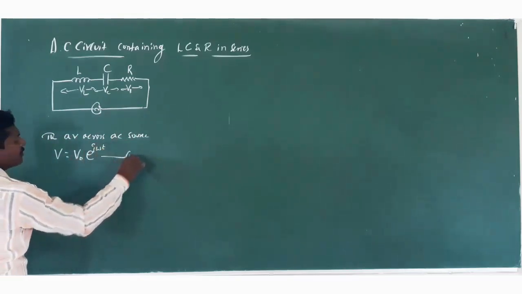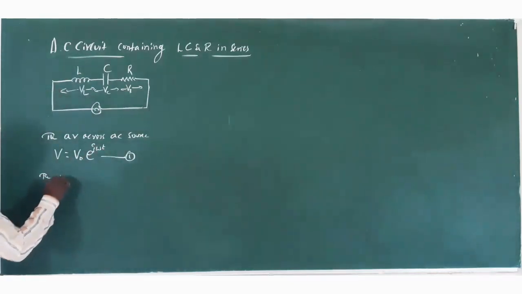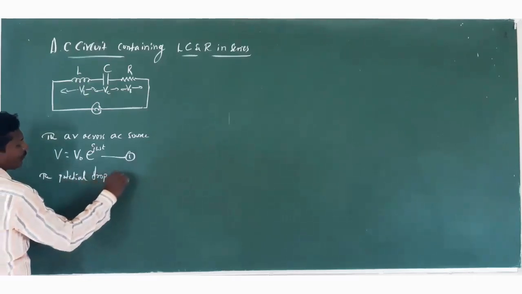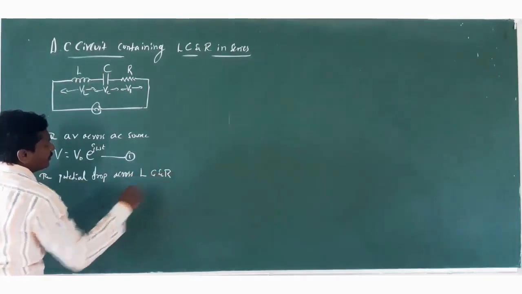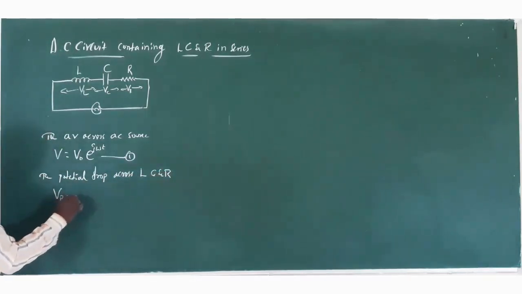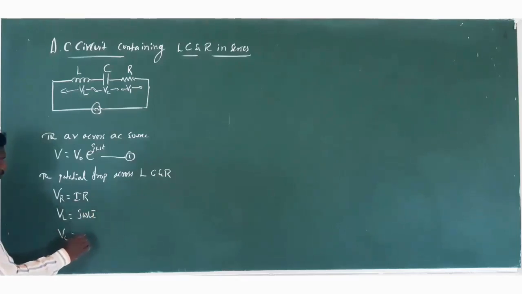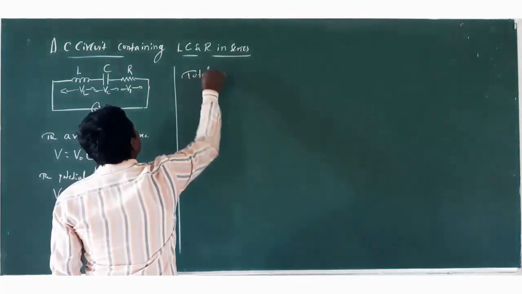Let us consider this as equation number 1. And even the potential drop across the inductor, capacitor and resistor can be written as VR, which is equal to I into R, VL, which is equal to j omega L into I, and Vc, which is equal to minus j into I divided by omega c.